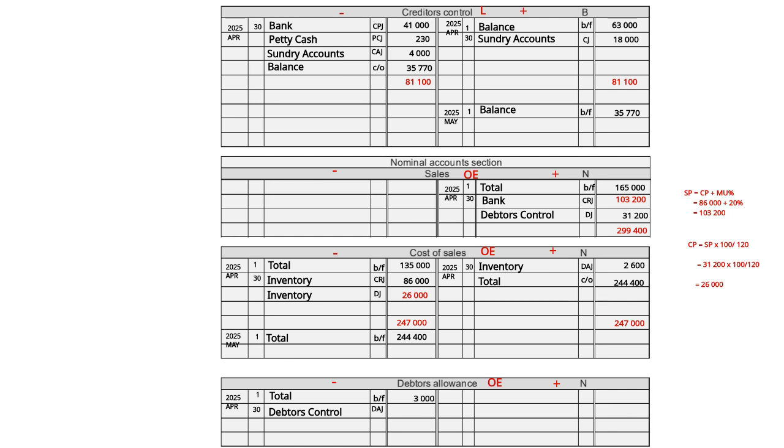And then our last ledger account is our debtors allowances account. It's an owner's equity expense. So on the debit side, we'll have our total that we bring forward of 3,000 given to us. And then if you go to your DHA journal extract, you'll see the debtors allowances was 3,120. Now we just add up our debit side and we get 6,120. We have now come to the end of exercise 2.7.